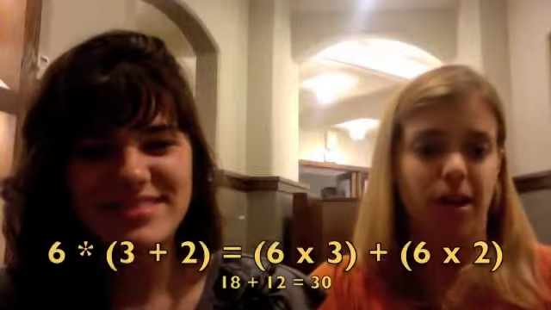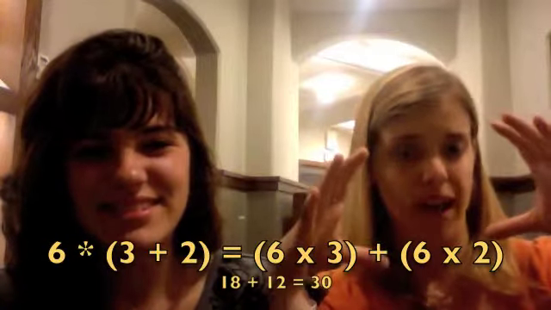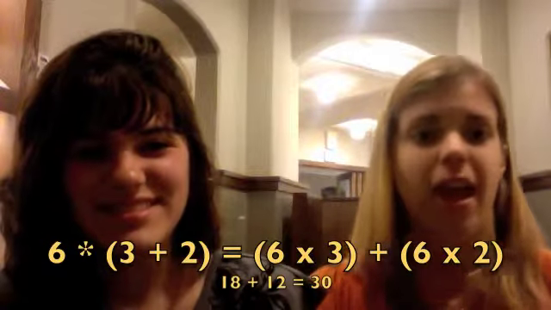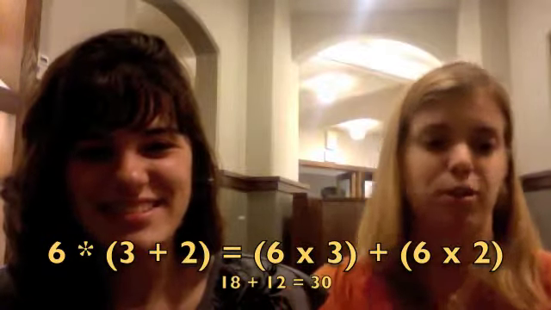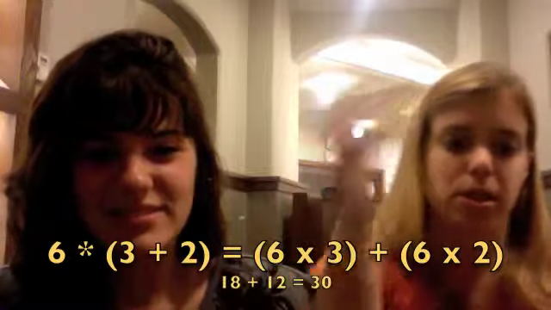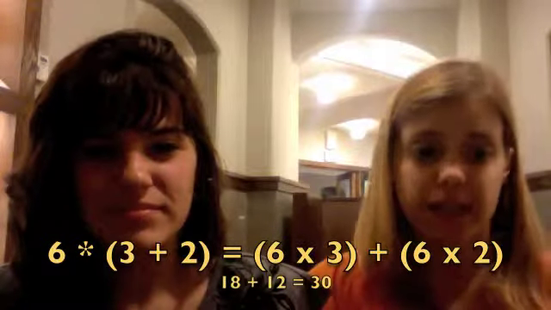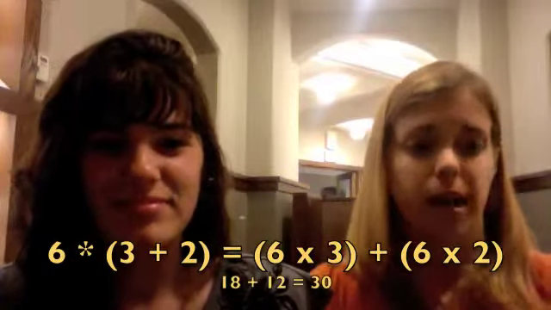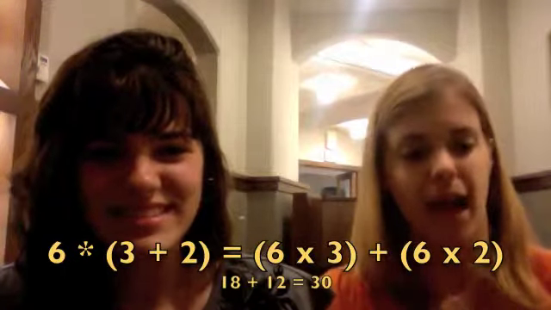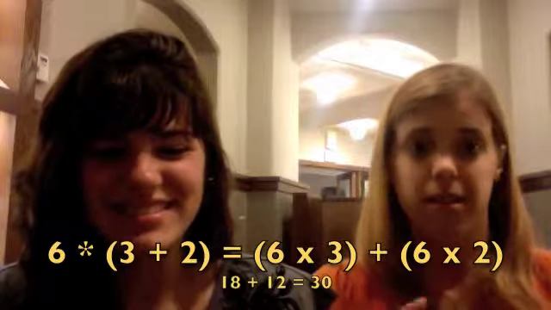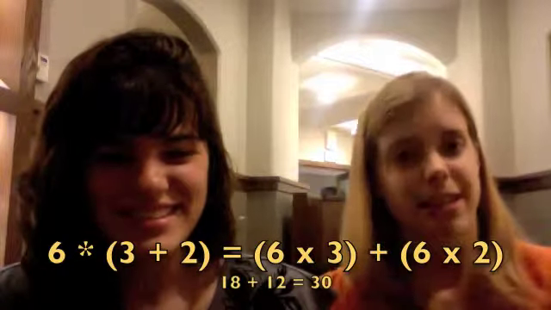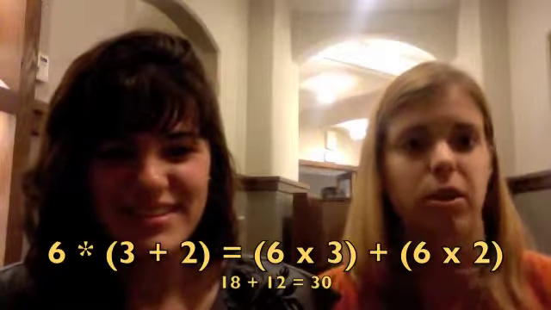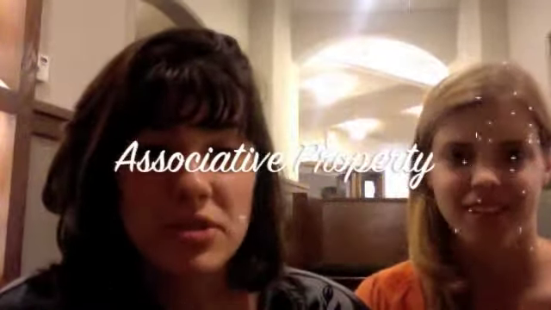So for example, the distributive property, 6 with a bracket, 3 plus 2, means that the 6 is distributed to the 3 and then distributed to the 2. So what it really means is 6 times 3 in a bracket plus 6 times 2 in a bracket, which would equal 6 times 3 is 18, and then 6 times 2 is 12, so those added together would be 30. The last property we want to talk about is the associative property.